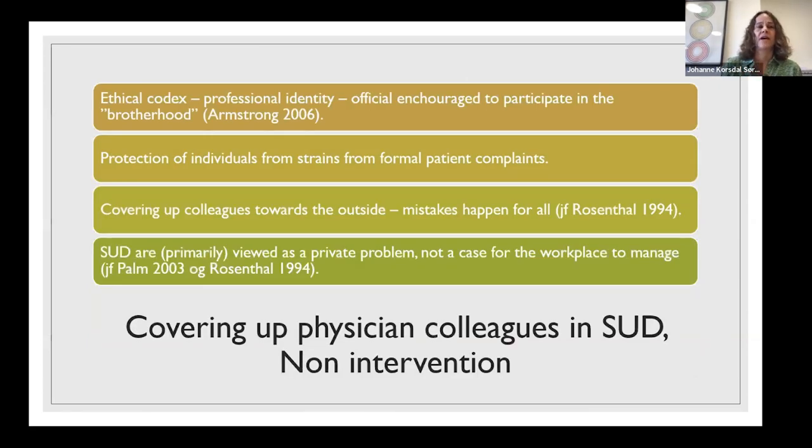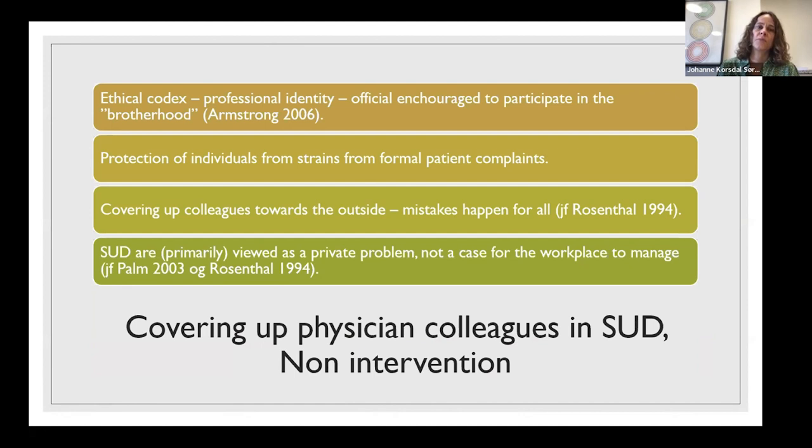And there is also in the physician work community a kind of covering up of physician colleagues who are in substance use disorders. And this leads to a kind of non-intervention. And I was looking at older studies in order to see where does this come from? And it seems that there is this ethical codex.